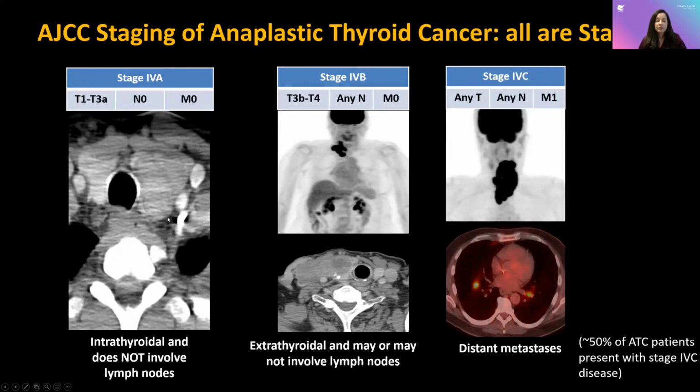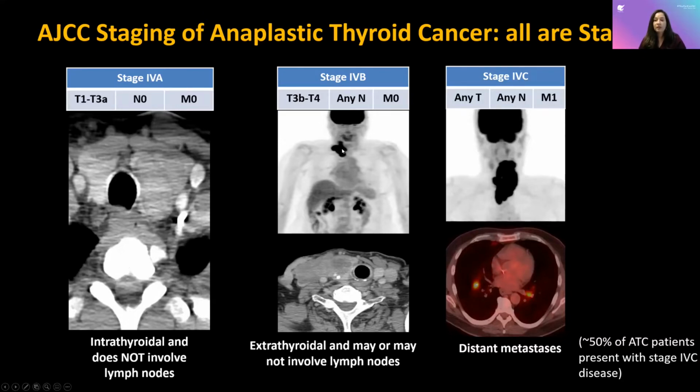Stage 4A is basically a tumor that can be taken out. These are usually found incidentally, so you find out that you have anaplastic thyroid cancer after the surgery is done. And 4A doesn't involve any lymph nodes. There's no cancer anywhere else in the body. So these are removed, and then patients get radiation.